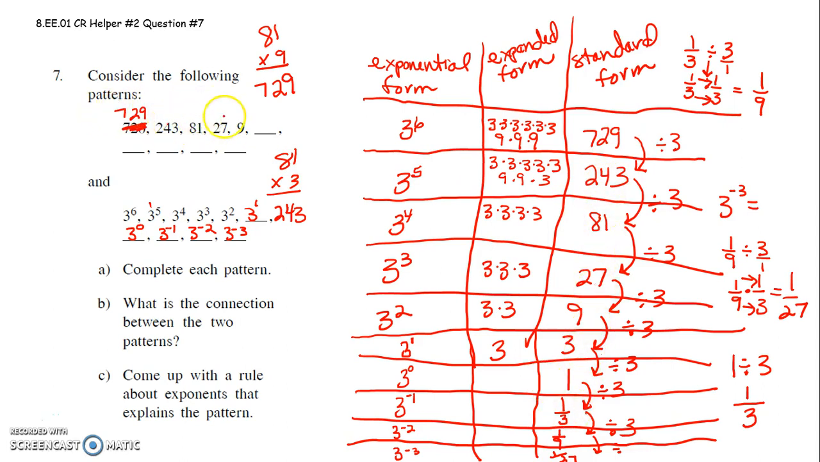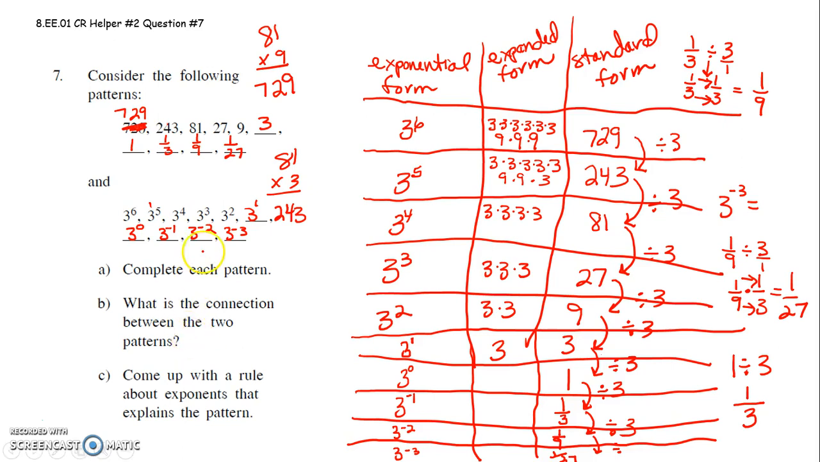729, 243, 81, 27, 9 divided by 3 is 3. 3 divided by 3 is 1. 1 divided by 3 is 1/3. 1/3 divided by 3 is 1/9. 1/9 divided by 3 is 1 over 27. What is the connection between the two patterns?